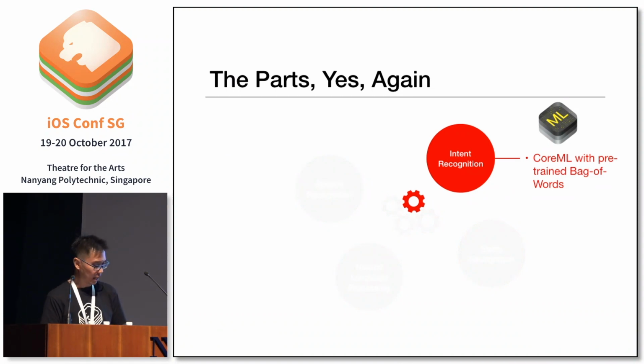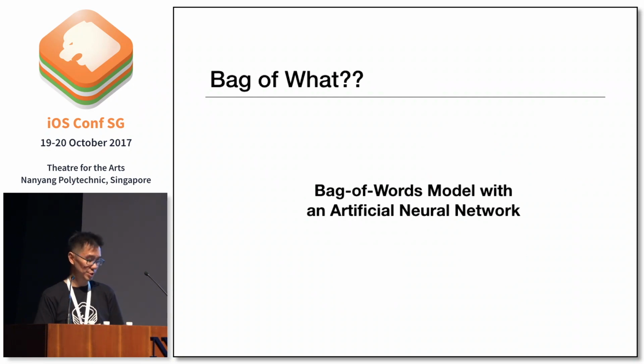Well, let's take a look at how we can use CoreML to help us with our intent recognition. Intent recognition, as I mentioned, is a process of discovering what the user intends to do based on the command given to the machine. So one of the effective ways of doing that is actually a very traditional model called the bag of words model.